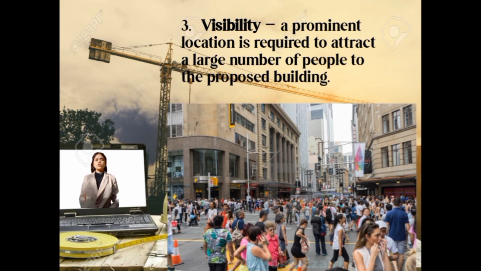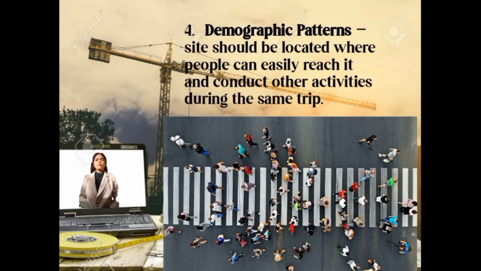Visibility. A prominent location is required to attract a large number of people to the proposed building. High visibility along a major street with easy accessibility is ideal. If the site involves other buildings, the project should be oriented in the portion of the site with highest visibility. Demographic patterns. Sites should be located where people can easily reach them and conduct other activities during the same trip. It should be a place where people naturally converge, where the largest percentage of all people to be served will have access frequently in the normal pursuit of their activities.